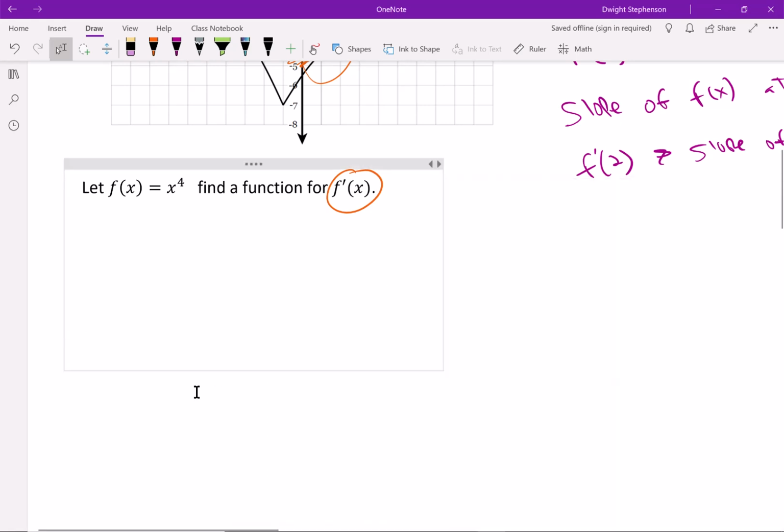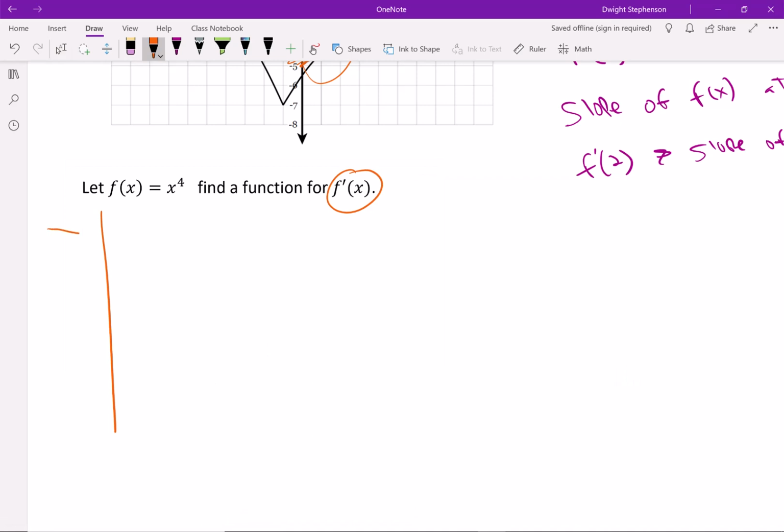Okay, so we're going to start by creating a table of values. Let's choose some x values. It doesn't really matter what you choose, but let's choose them in order so we can look for a pattern. So let's choose negative 2, negative 1, 0, 1, and 2. And over here, what we're going to find is f prime of x. The way we're going to find f prime of x is the way we've been doing it, where we find the slope of a secant line and make the secant line turn into a tangent line.